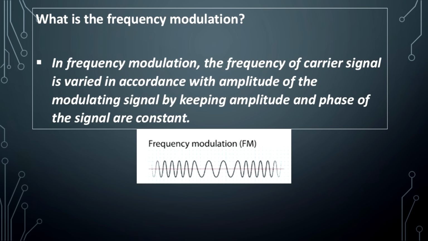Thank you. What is the frequency modulation? In frequency modulation, the frequency of carrier signal is varied in accordance with amplitude of the modulating signal by keeping amplitude and phase of the signal constant.